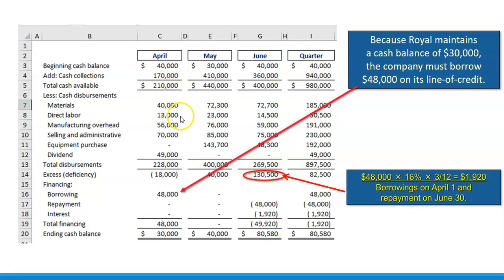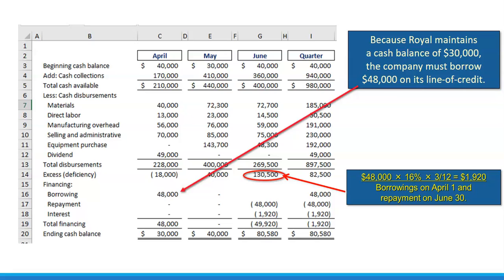We then take all of this information off of our different budget schedules. So off of the direct materials budget, we have our cash disbursements for materials, the direct labor budget, the manufacturing overhead budget, and the selling administrative budget. We also know that we're paying a cash dividend. So we are going to be short. We're going to end up with a cash deficiency of $18,000 at the end of April. That means in order to meet our minimum ending cash balance, we need to take a loan out for $48,000.